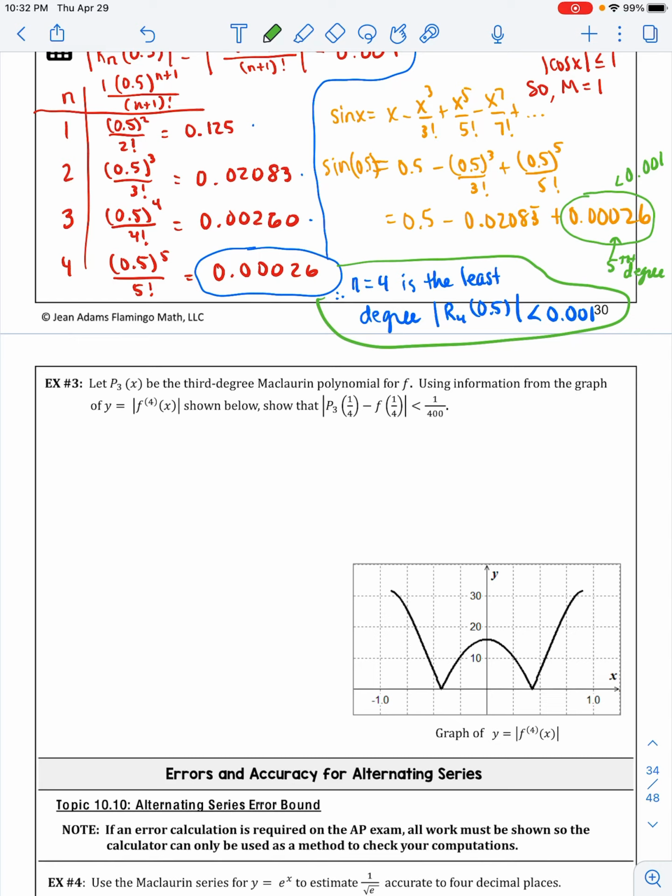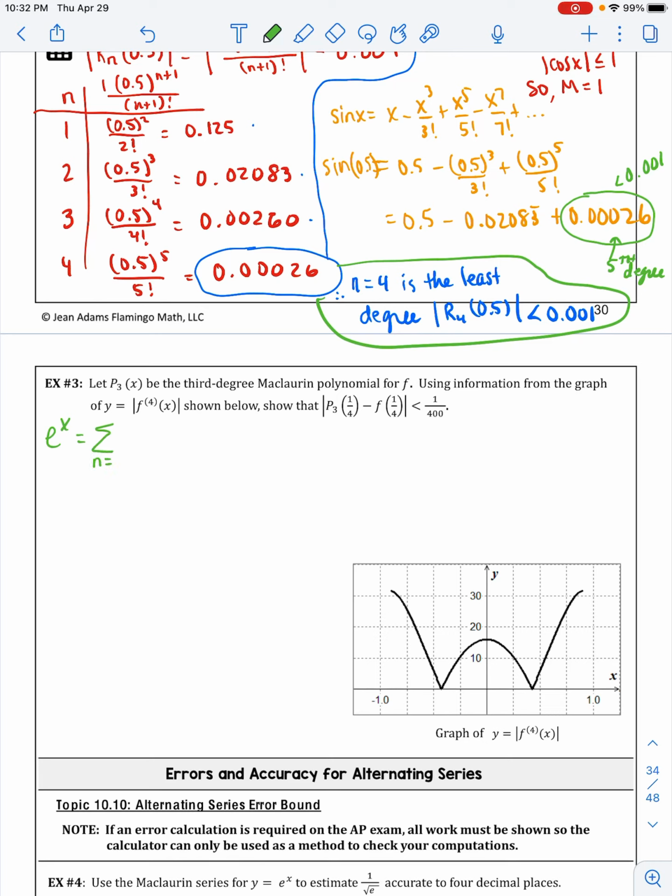All right, so example number 3. Let P sub 3 of x be the 3rd degree Maclaurin polynomial for f. Using information from the graph of y equals the absolute value of the 4th derivative of f at x, shown below, show that the absolute value of P sub 3 of 1/4 minus f of 1/4 is less than 1 over 400.